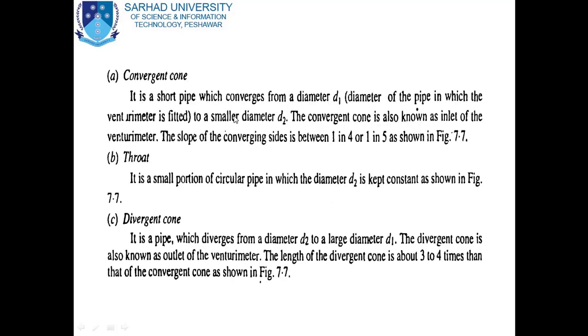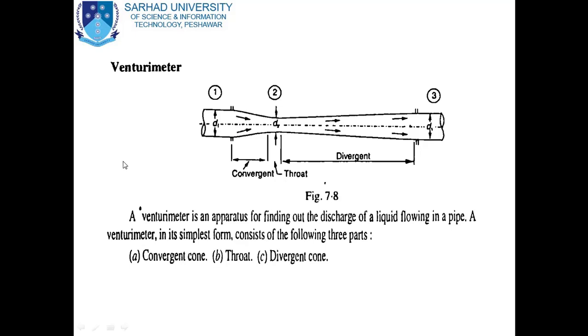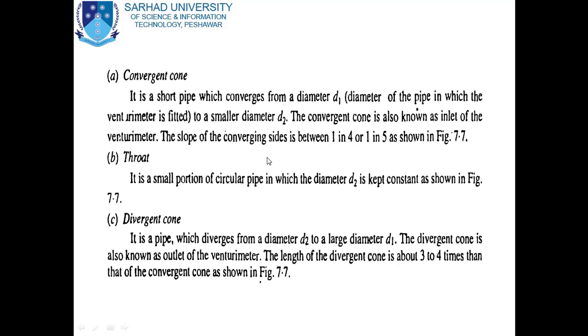The second one is the throat. It is a small portion of circular pipe in which the diameter d2 is kept constant as shown in figure 7.7. This is known as the throat of the Venturimeter. While the third part is the divergent cone. It is a pipe which diverges from a diameter d2 to a larger diameter d1.